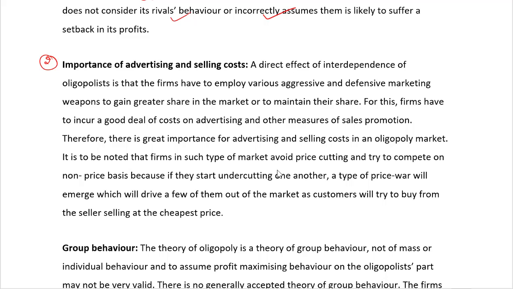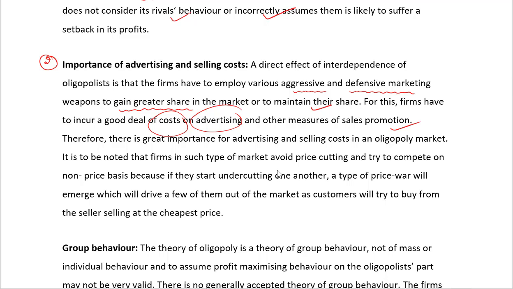Let's see the second point, and that talks about the importance of advertising and selling cost in case of oligopoly. A direct effect of the interdependence of oligopolists is that the firms have to employ various aggressive and defensive marketing weapons to gain a greater share in the market or to maintain their share. So for this, the firms have to incur a good deal of cost on advertising and other measures of sales promotion. Therefore, there is great importance of advertising and selling cost in an oligopoly market.